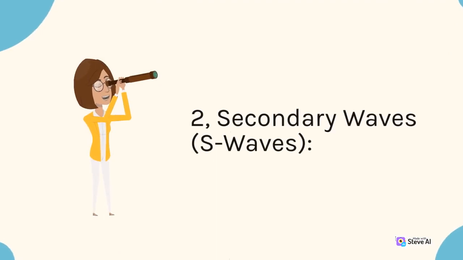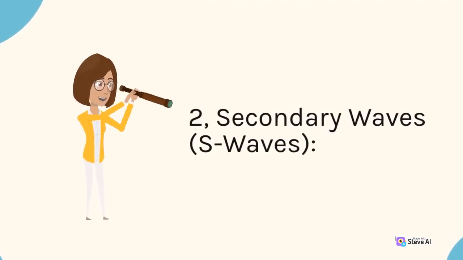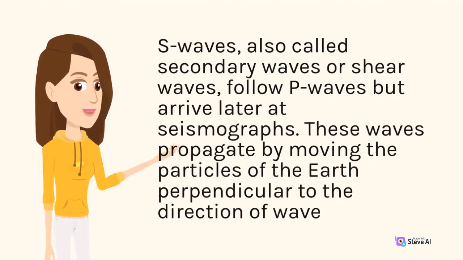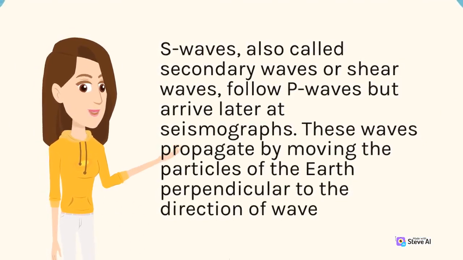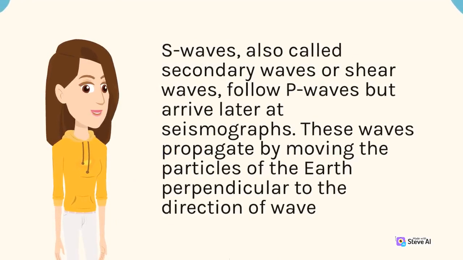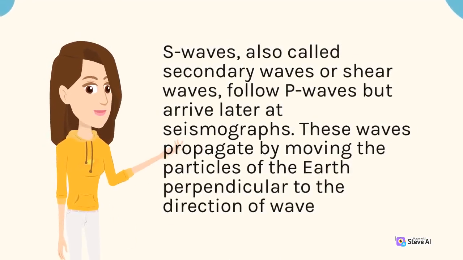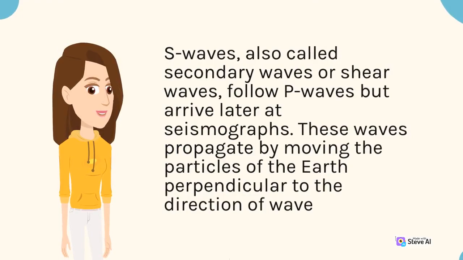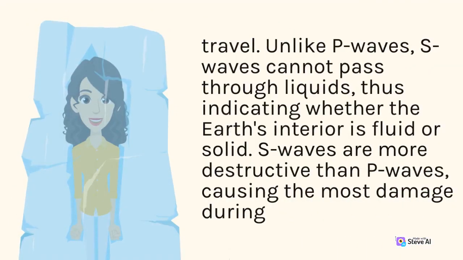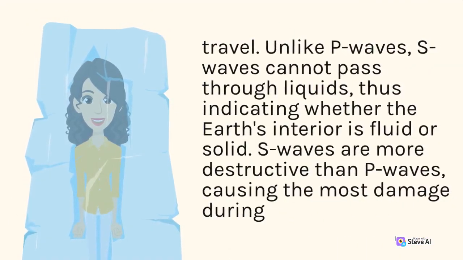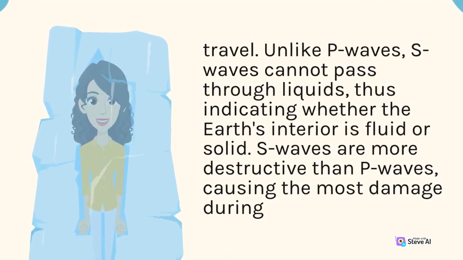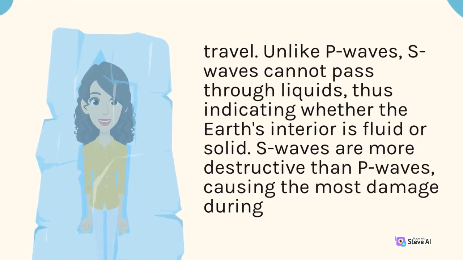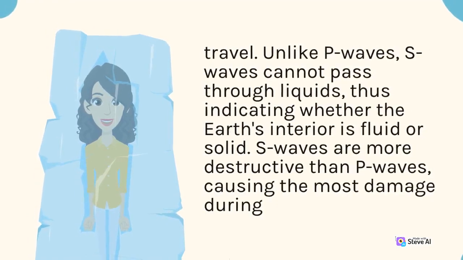2. Secondary waves, S waves. S waves, also called secondary waves or shear waves, follow P waves but arrive later at seismographs. These waves propagate by moving the particles of the Earth perpendicular to the direction of wave travel. Unlike P waves, S waves cannot pass through liquids, thus indicating whether the Earth's interior is fluid or solid. S waves are more destructive than P waves, causing the most damage during an earthquake.